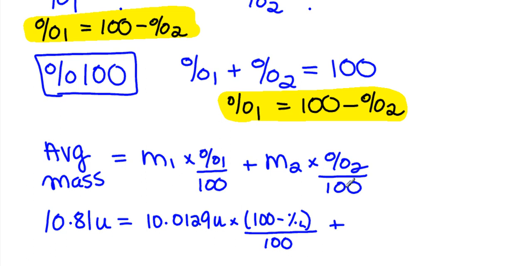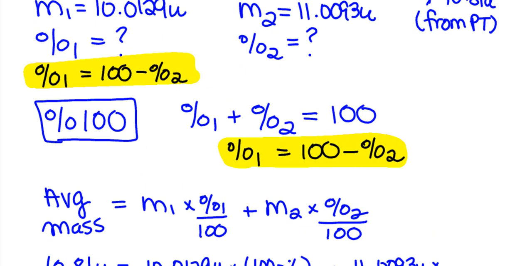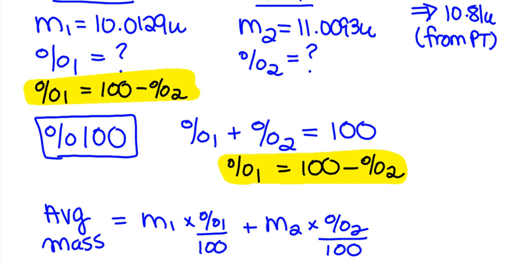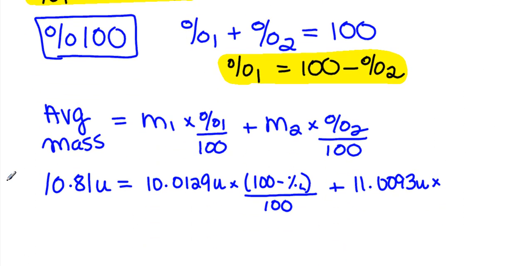And we're going to add that to our second mass, which was 11.0093. And again, multiply it by %2, but we don't need to use that. We go back up. %2 is just our unknown, so we're going to just put that in as is. So now you can see our unknown here is %2 and %2. They're both the same. Don't forget that's over 100.